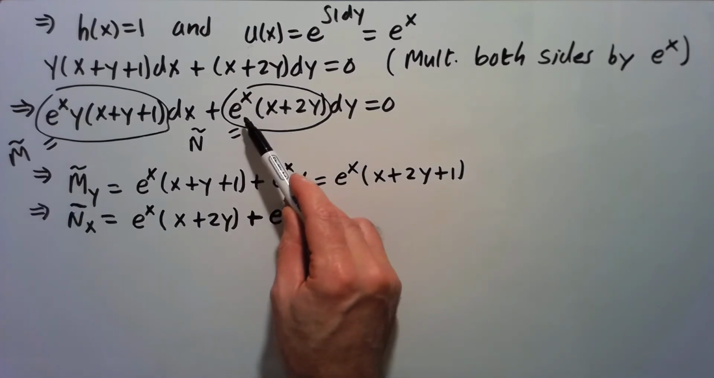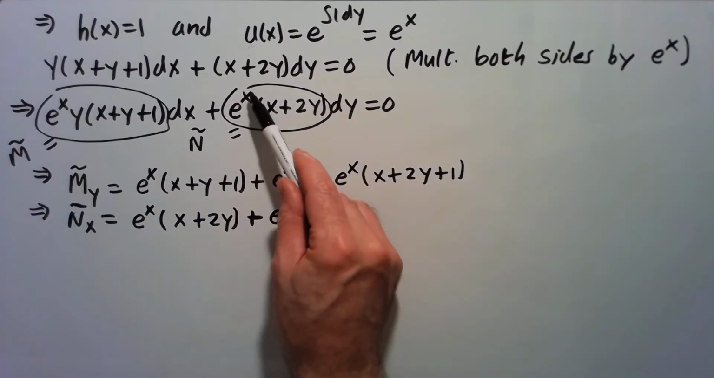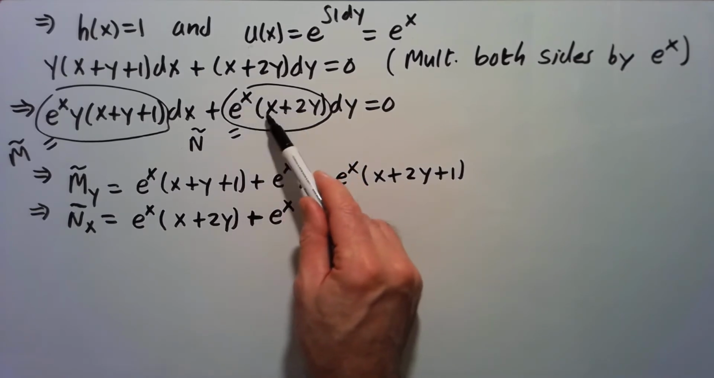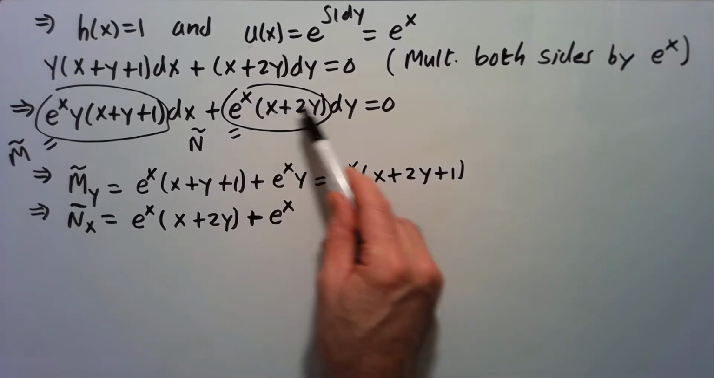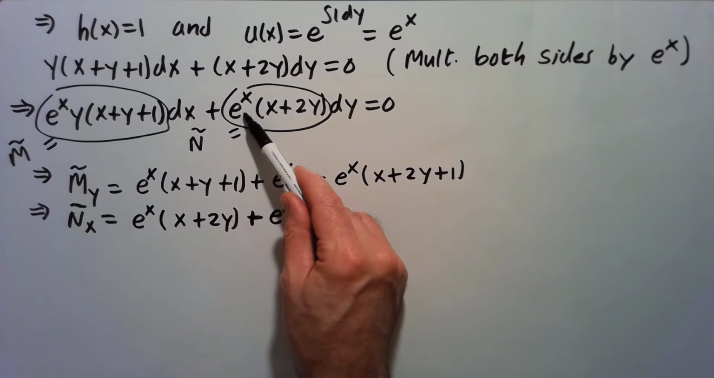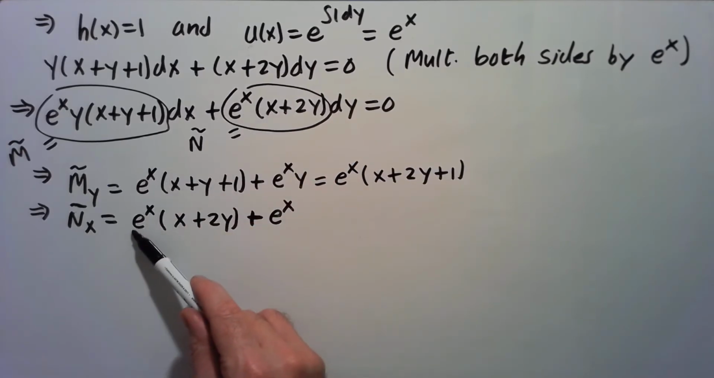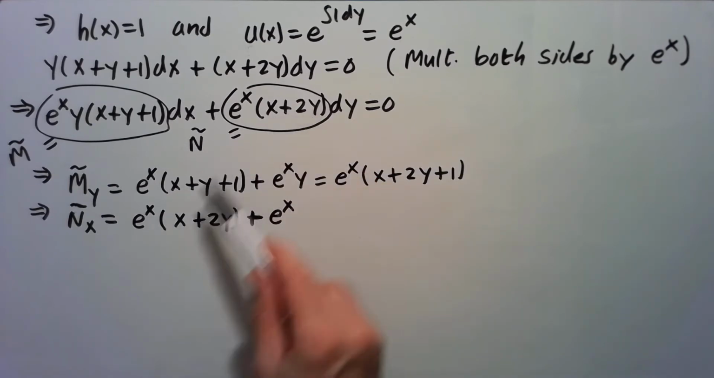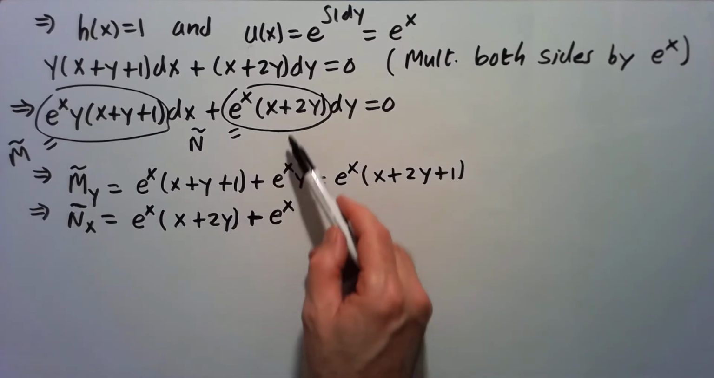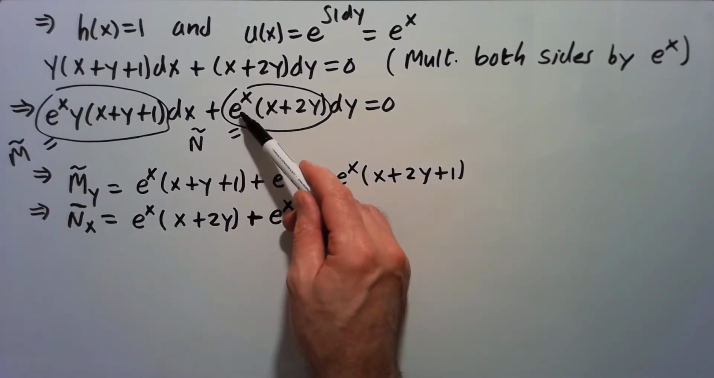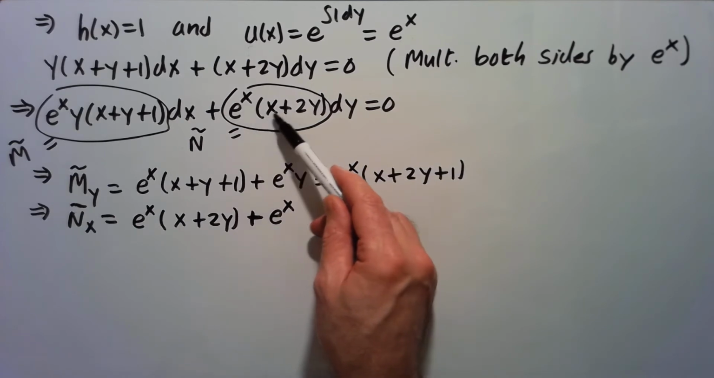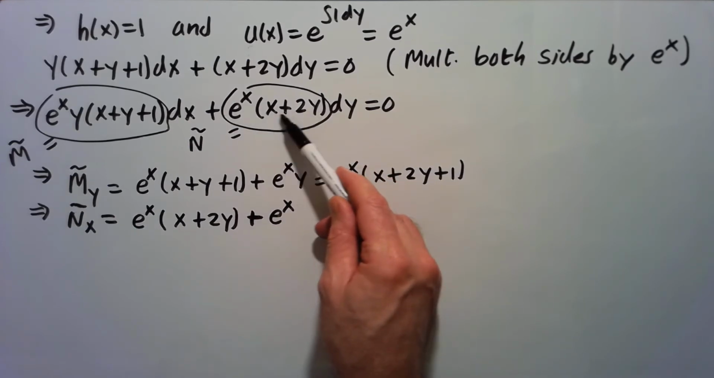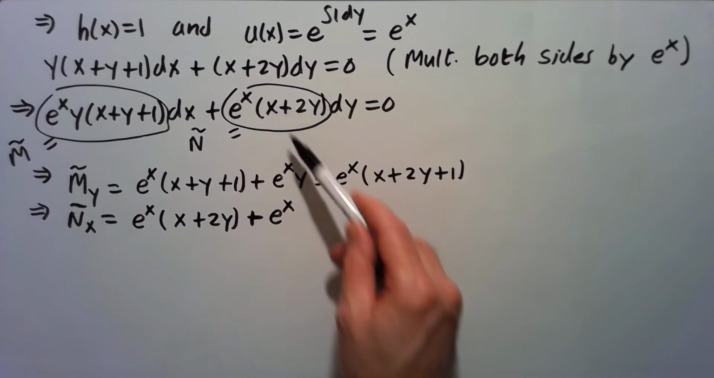Okay, so we're taking the derivative of this guy with respect to x. So e to the x is my first function and x plus 2y is my second function. So the derivative of e to the x with respect to x will be itself, times the second function, plus the first function e to the x times the derivative of the second. So the derivative of x plus 2y with respect to x is just 1.